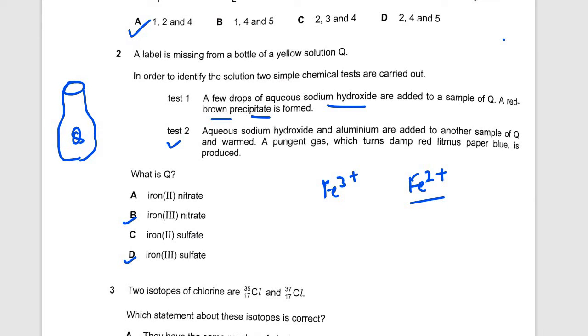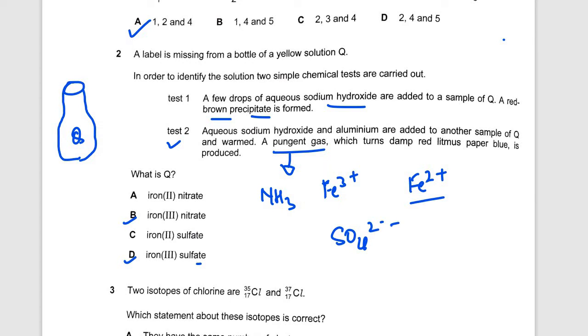Now to figure out nitrate or sulfate, in test number 2 you are adding sodium hydroxide and aluminium, and then you warm it, and you notice a pungent smell. Pungent smell for which gas? Very common, ammonia gas, which turns red litmus paper blue. It means yes, it is ammonia. It means the compound should contain nitrogen. So option B is the only option. In the comment box, please also write what is the test for sulfate.